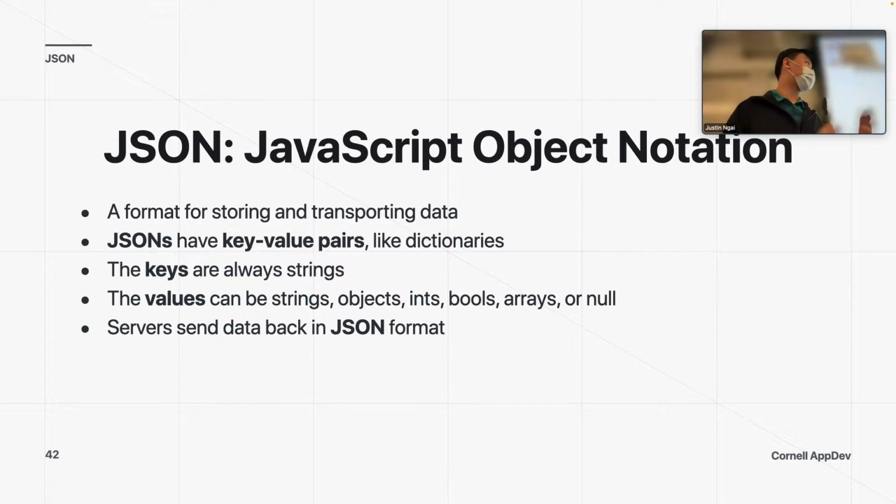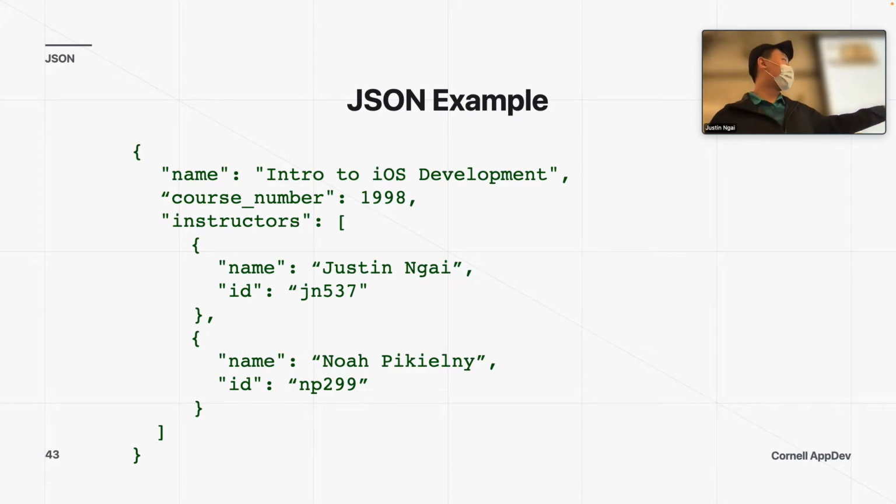So the keys are always strings, right? And the values can be anything ranging from a string, some object, some integer, some boolean, some array, or null. And it could be a combination of these as well. Say you have an instructor, so the key of instructor corresponds to a value of an array, but in that array you can have more JSON, and the JSON is indicated with this squiggly bracket. So it can be nested, and as you can see, this leads to a lot of possibilities. And yeah, that's the idea of using JSON.